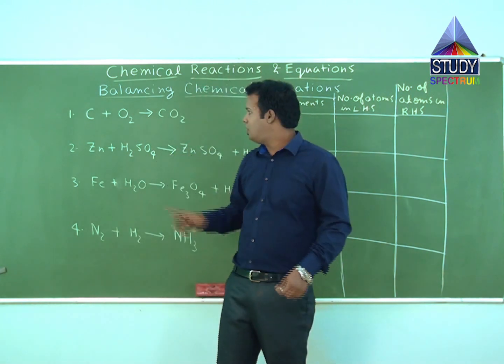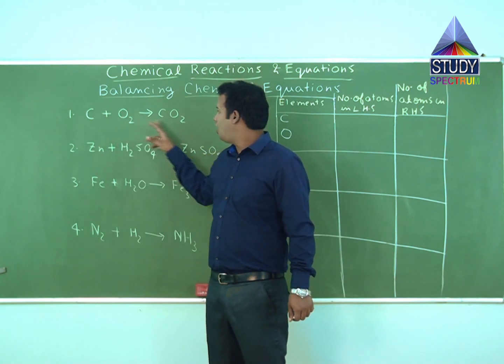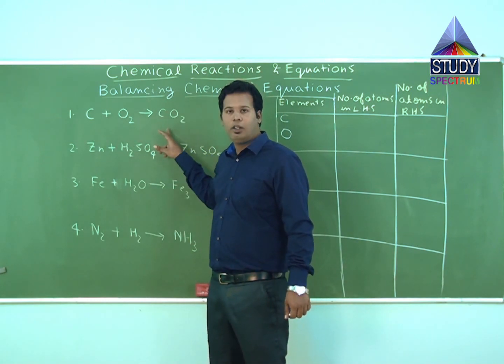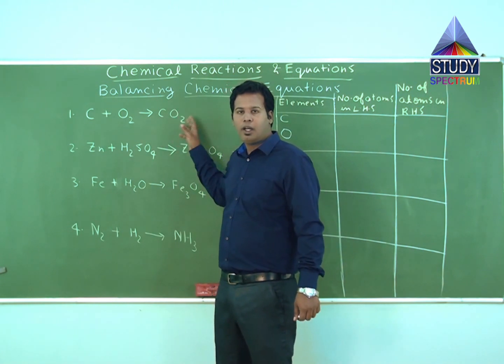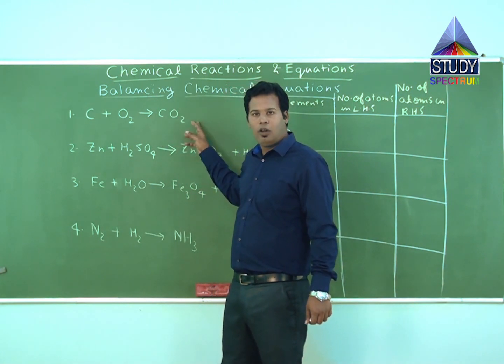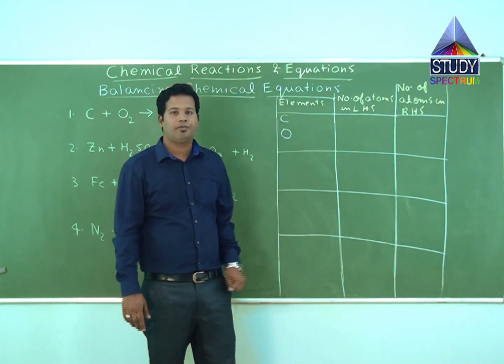Correct? If you see on the left hand side, there are only 2 elements, carbon and oxygen, and on the right hand side also, in the compound, there are only 2 elements, carbon and oxygen. So the elements involved in this particular equation are only carbon and oxygen. That's what I have written over here, carbon and oxygen.